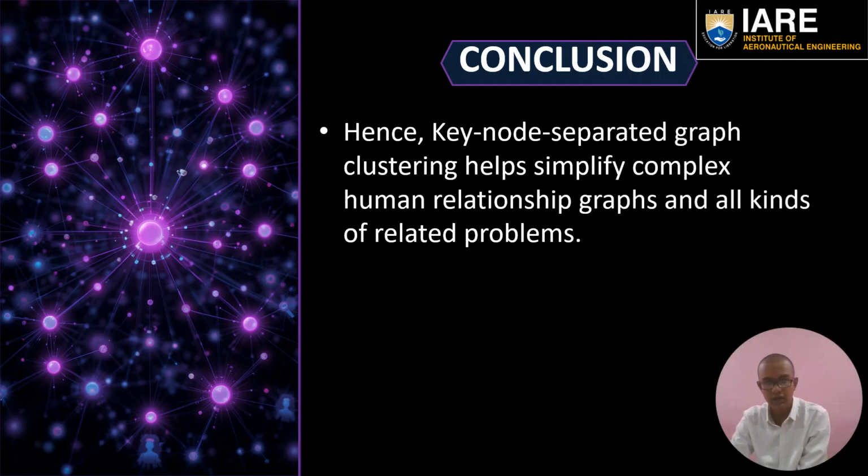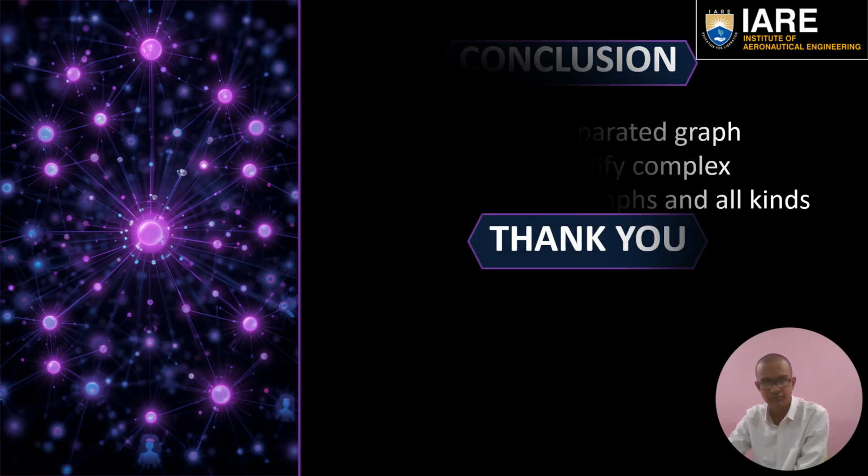And now, finally, I would like to conclude the topic that key node separated graph clustering helps simplify complex human relationship graphs and all kinds of related problems. It highlights important nodes or key individuals and organizes related groups around them. The layout techniques make large graphs easier to read and understand. In data structures, this approach shows how graphs can be organized, visualized, and interpreted efficiently, as we have already discussed.